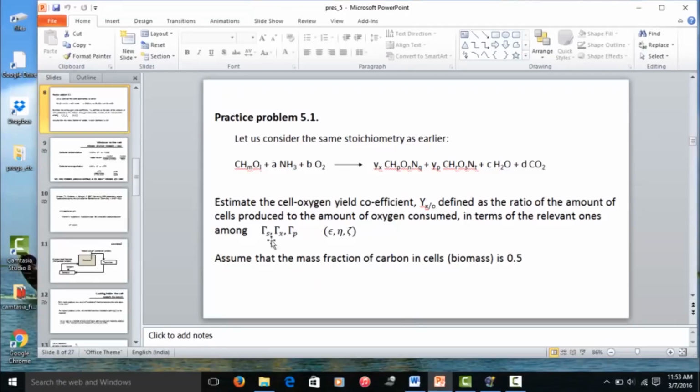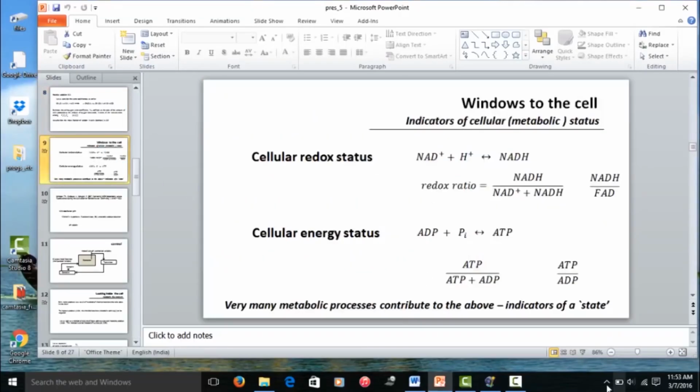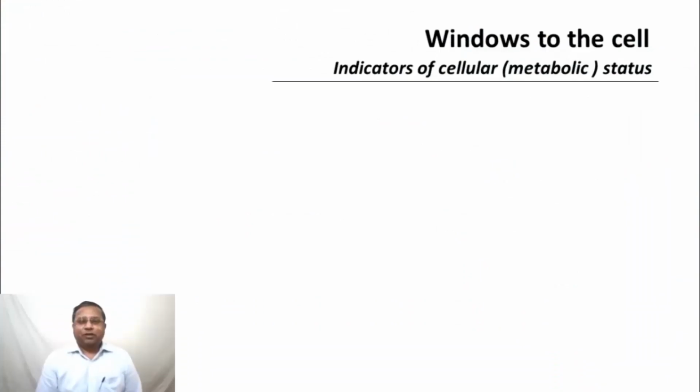Now let us go forward with the module itself, the module 5. We are going to begin talking about windows to the cell. Now we said we will first consider the cell as a black box, and then we'll open up windows and look through the windows to see what is happening inside the cell.